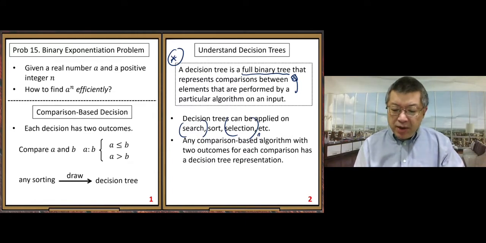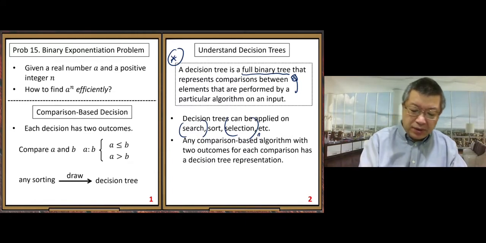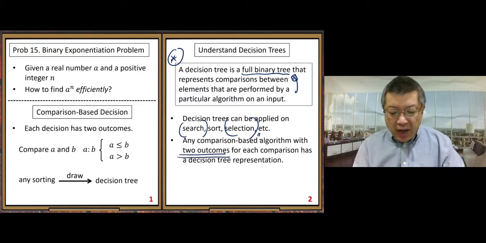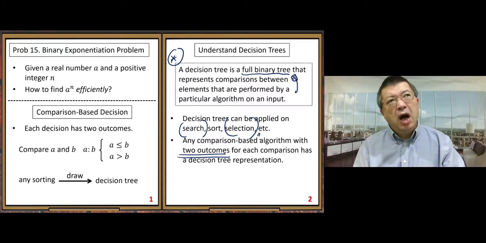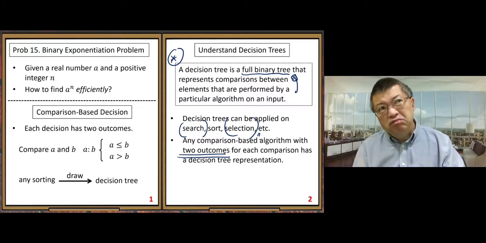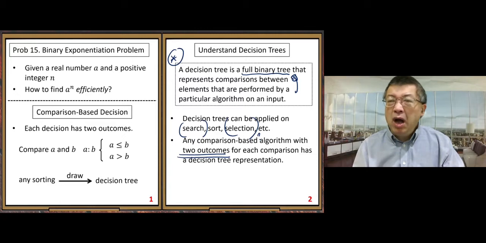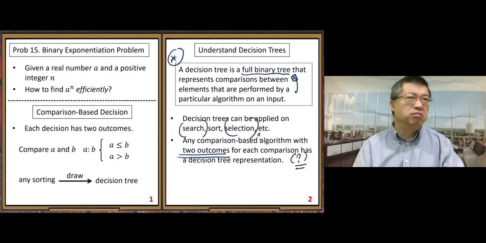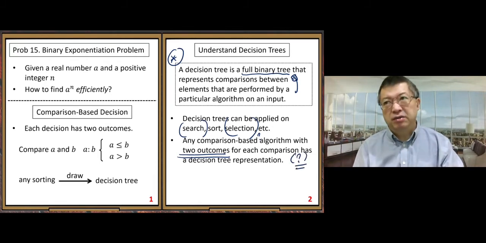Any comparison-based algorithm with two outcomes for each comparison has a decision tree representation. How about one outcome? How about the one outcome case? Do we eliminate the one outcome situation? So that's a big question mark.